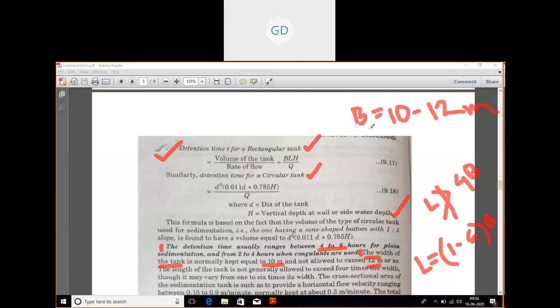The width of the tank, if it is not mentioned in your question, then you can assume the width of the tank to be between 10 to 12 meter. It can be 10, it can be 11, it can be 12. Then the length of the tank is not allowed to exceed 4 times the width. Suppose the width you are taking to be 11 meter.